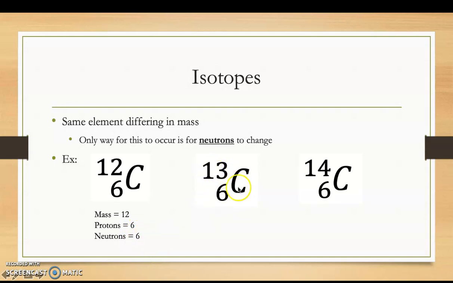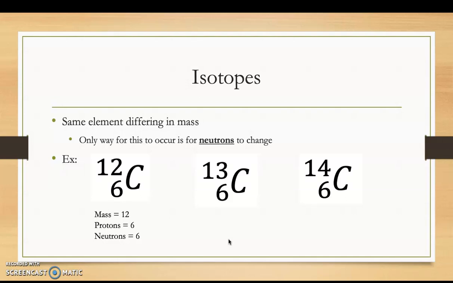I have what we call carbon 13, because now we have carbon with a mass of 13. We have carbon with a mass of 14. So we're going to figure out how many protons and how many neutrons, and what the mass is. I want you to pause for a second and see if you can figure that out, and then I'll give you the answer.